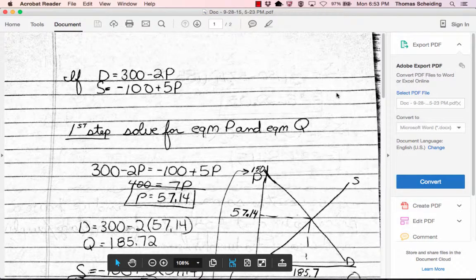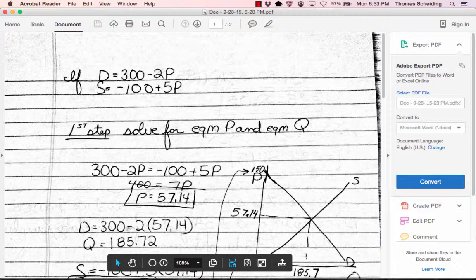Okay, this is a problem I just made up, and I just want to walk you through how I constructed it. So if this were an exam situation, all I would truly have to give you are these two equations, a demand function and a supply function. Now, there's any number of questions I could ask you. I just want to walk through a few of them.